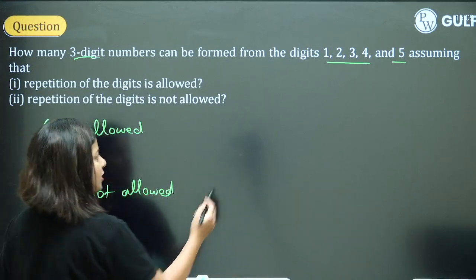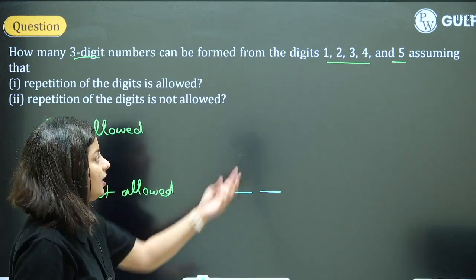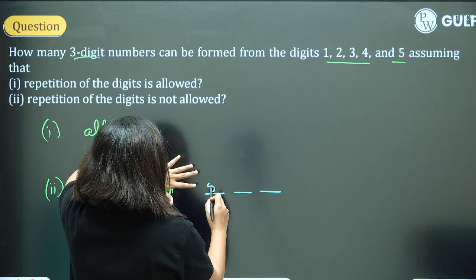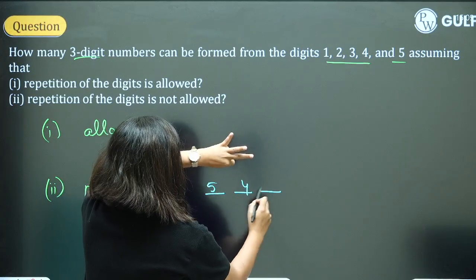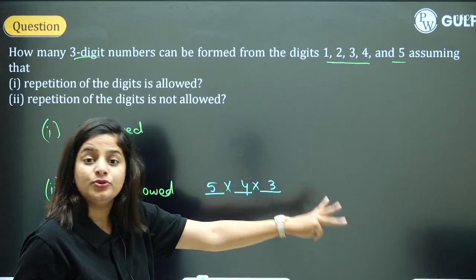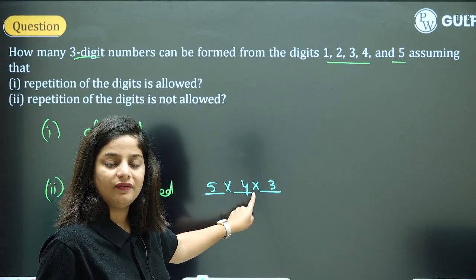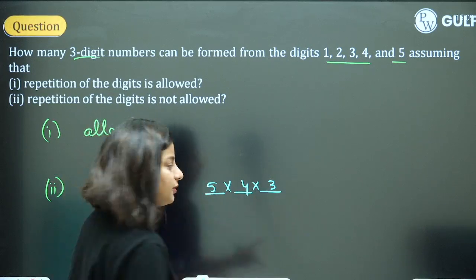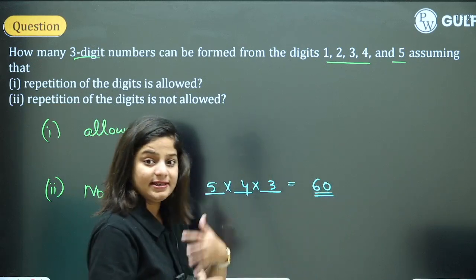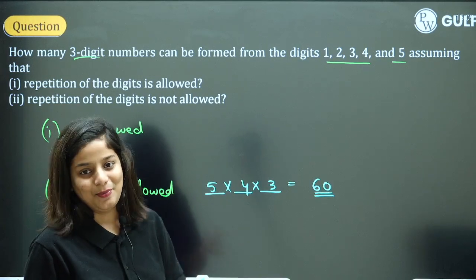Okay, not allowed. I want a 3-digit number, 3 spaces from the 5. Here 5 choices, 4 choices, 3 choices. The number of choices keep on reducing. Why? Because repetition is not allowed. So if 1 digit is gone, 4 left. 1 more gone, 3 left. 5 into 4, 20 into 3, 60 numbers can be formed.